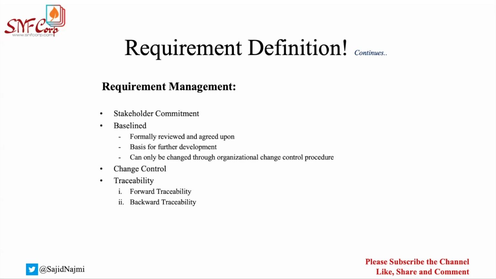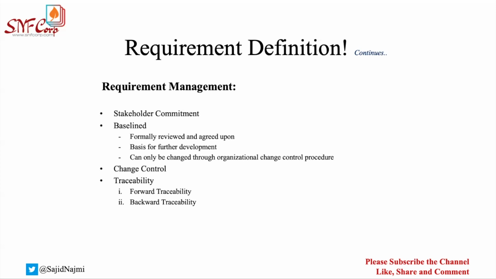Now, coming back to the course here, when I say requirement management, it means that there are certain things you can do when you have to actually manage the requirements. First thing is stakeholder commitment. Now, what do you mean by stakeholder commitment? All the stakeholders who are directly or indirectly involved with the project have to be committed towards the successful delivery of the project.